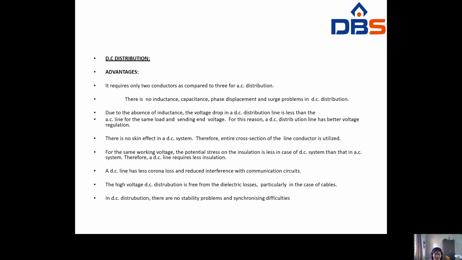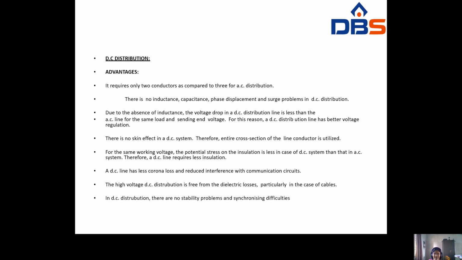Okay, what are the advantages? It requires only 2 conductors compared to the AC distribution. As well as there is no inductance, capacitance and phase displacement and such problems in DC distribution. So due to the absence of inductance, DC distribution has a better voltage regulation.